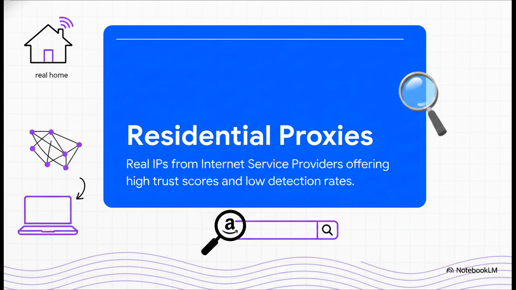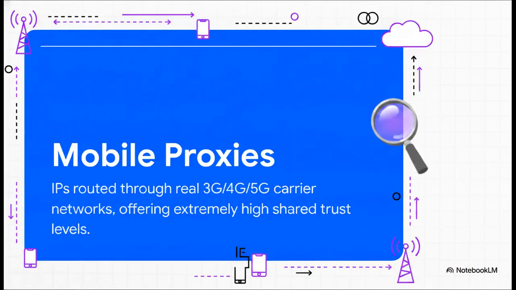These are real IPs assigned by actual internet service providers like your Comcast or AT&T to real household devices. So to the website you're scraping, your request doesn't look like a high-powered server sitting in a commercial warehouse. It literally looks like a grandma in Ohio casually browsing for shoes on her laptop. And because of this, they carry massive trust scores and incredibly low detection rates. Finally, we have mobile proxies.